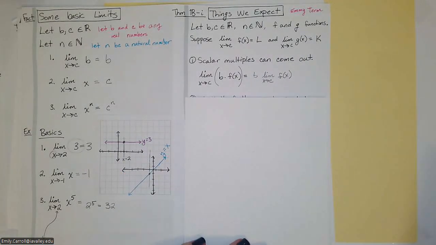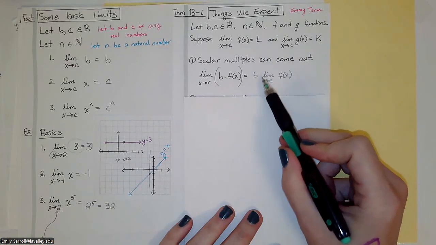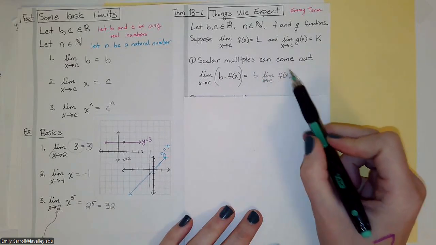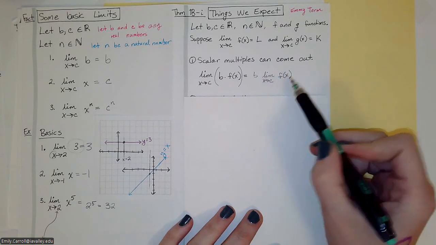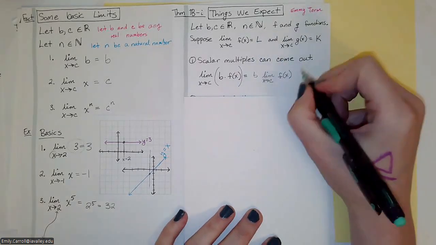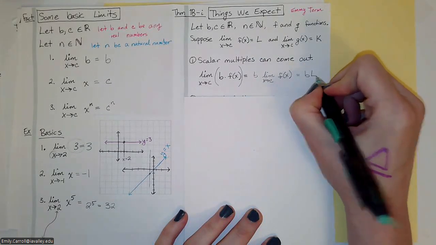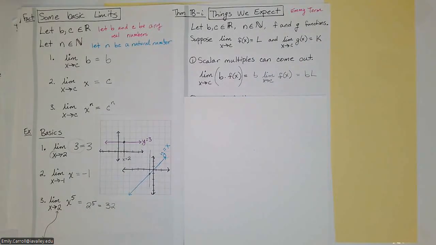From there, I can replace this expression with what I know it's equal to. I know that the limit as x goes to c of f of x is equal to L. So this is B times L. So scalar multiples can come out.